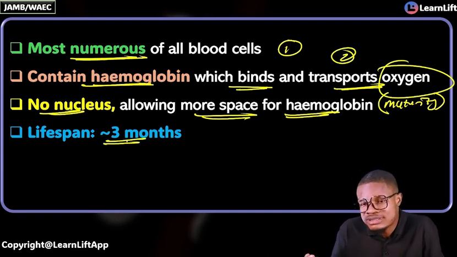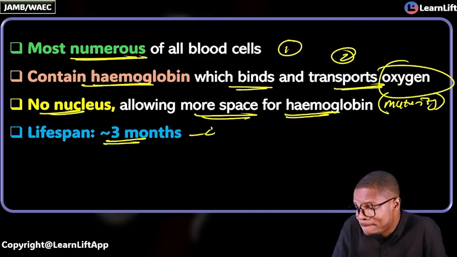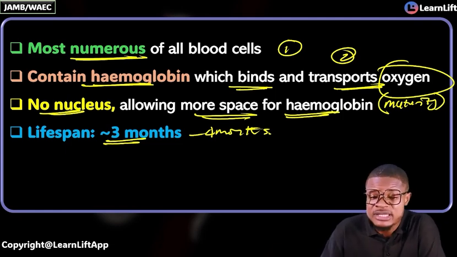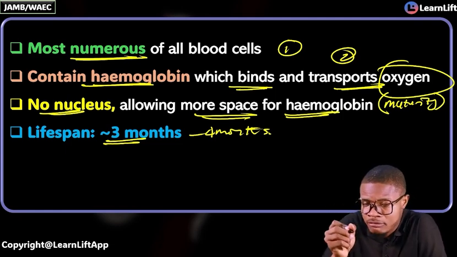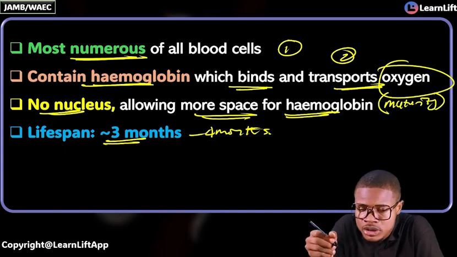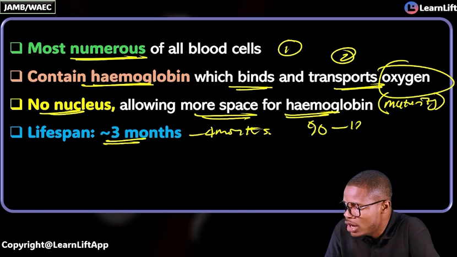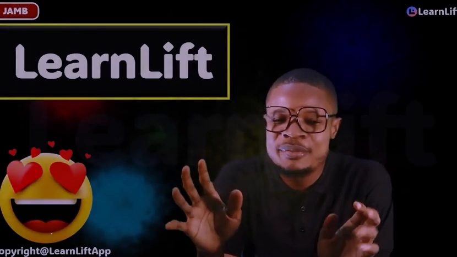Do you see it now? Or sometimes you hear approximately 3 to 4 months. You're not just going to say red blood cells, their lifespan is 3 to 4 months. No, it is about 3 to 4 months, right? So they can live between 90 days to what? 120 days.